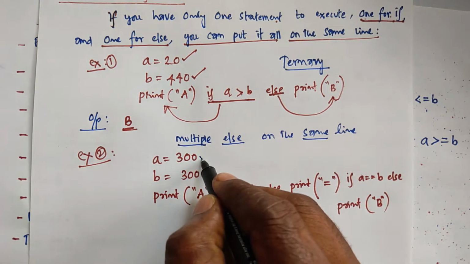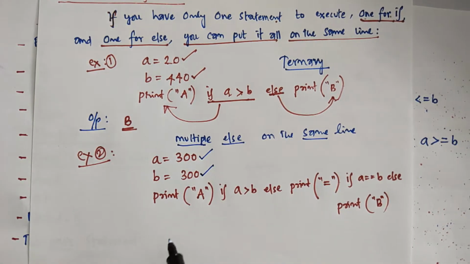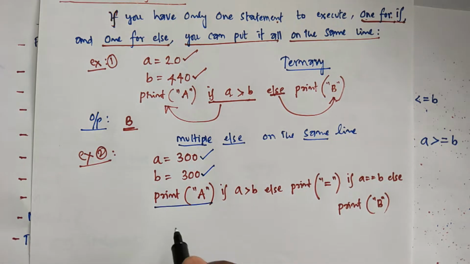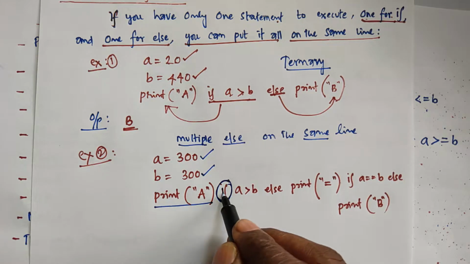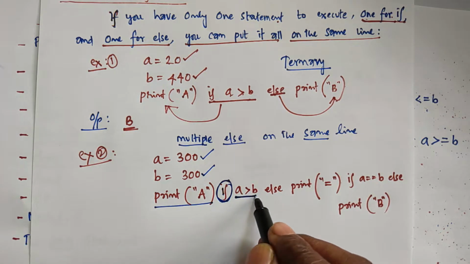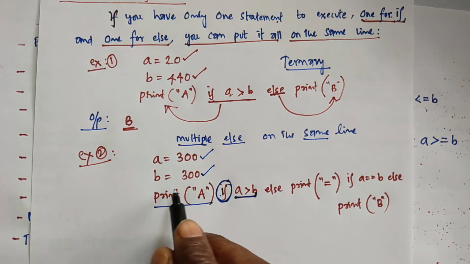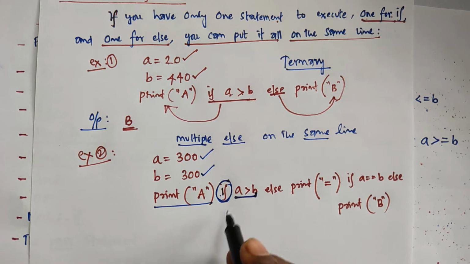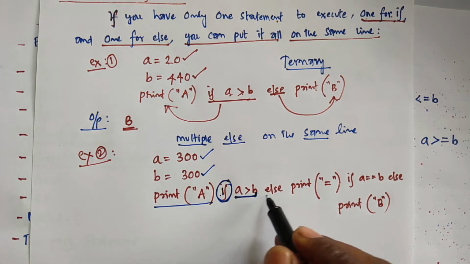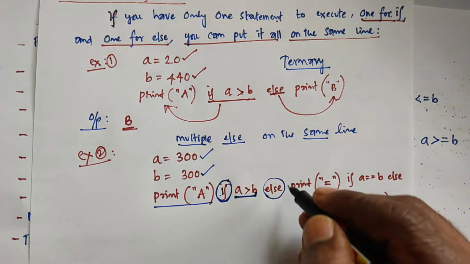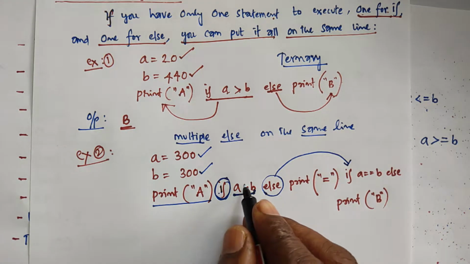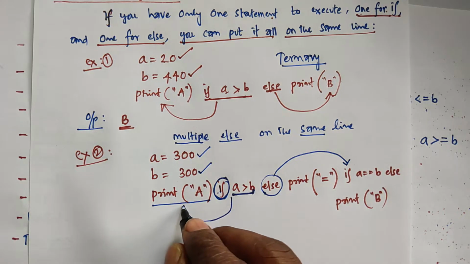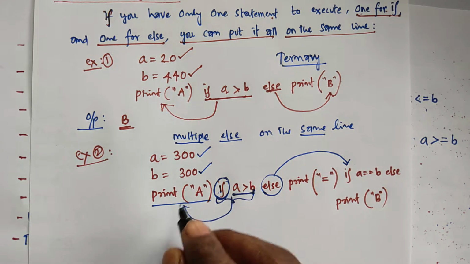Now we are taking A is equal to 300, B is equal to 300. Now we are writing the instruction. First you have to consider if, followed by one statement. If A is greater than B, then print A. But both are equal. Then the else condition: else followed by another if condition.